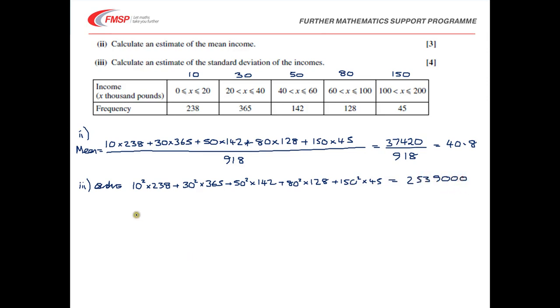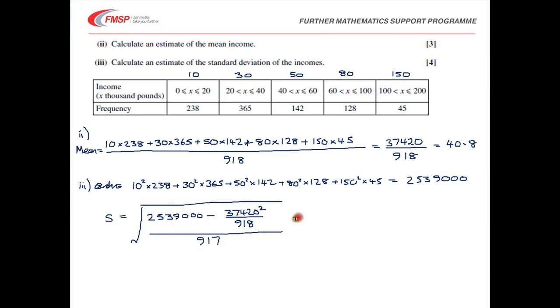2,539,000. Okay, then our standard deviation is the square root of 2,539,000. Take away the mean, and note that I'm putting in the accurate value of this, 37,420 over 918. So the total squared divided by 918, and then divide that by 917, n minus 1. So 1013666 all over 917 square rooted, and that's 33.2.